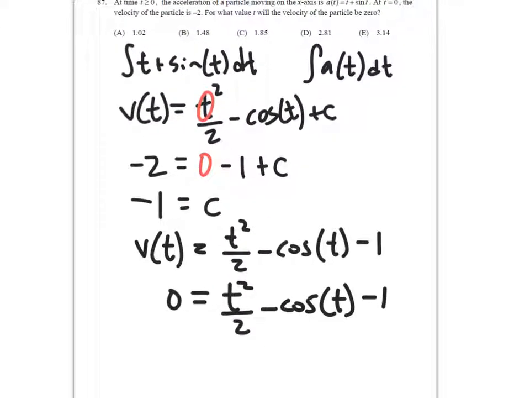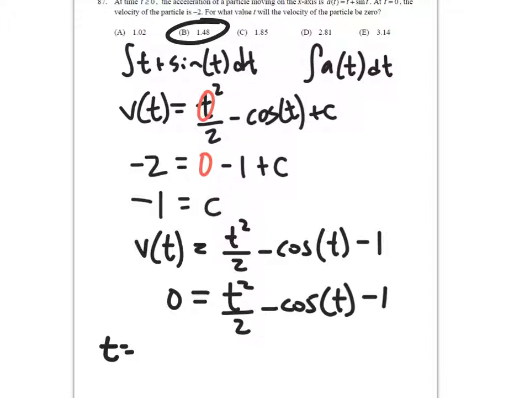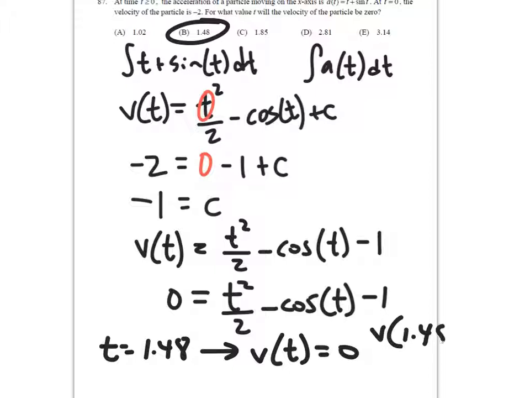Alright, my calculator gave me 1.478. So it looks like when t equals 1.48, the velocity equals 0, meaning that the particle has come to rest. All right, that's 5.1, day number 2. More with antiderivatives.